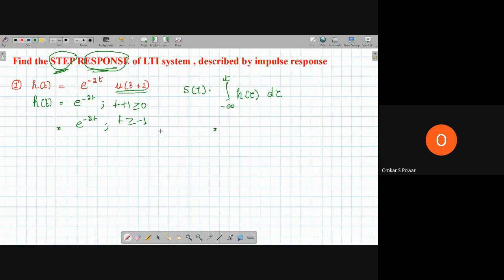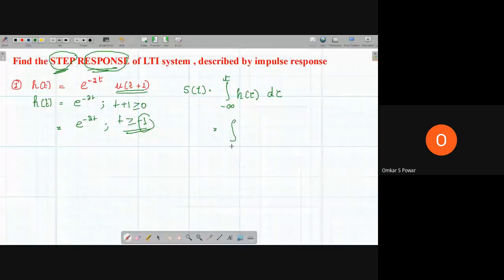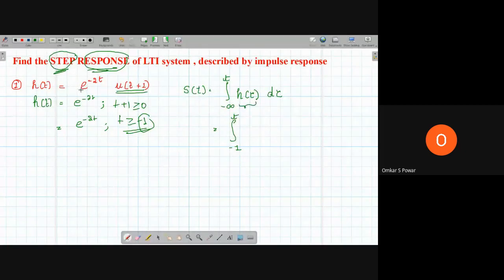But this t varies from -1, not from -infinity, because t is greater than or equal to -1. So your integral changes from -1 to t. What is your h(tau) here? e^(-2 tau). So the integral of e^(-2 tau) d tau. What is this integration? e^(-2 tau) divided by -2. So this limit changes from -1 to t.